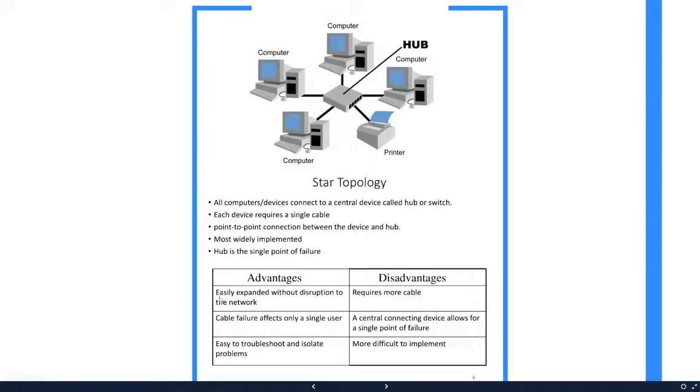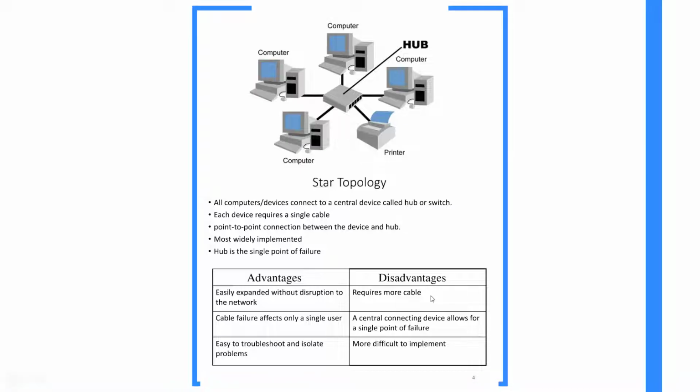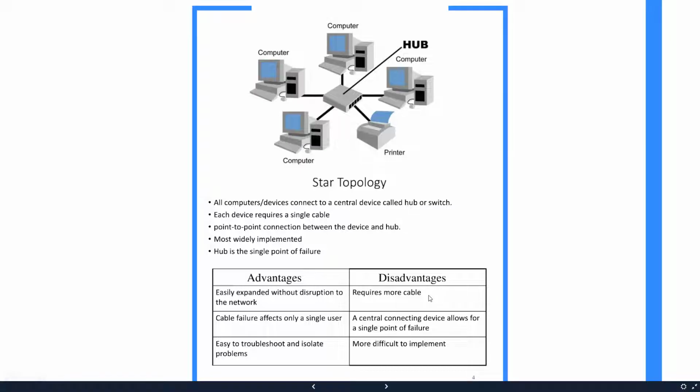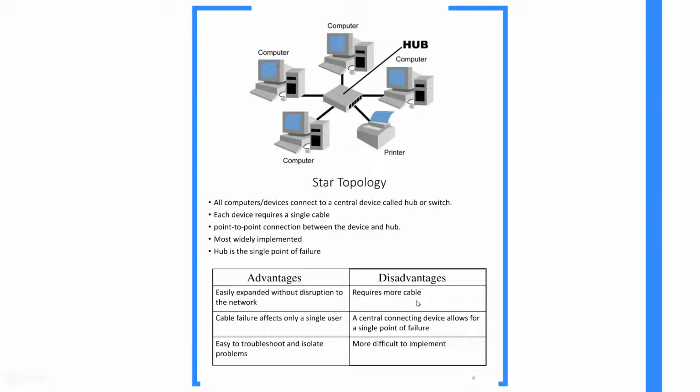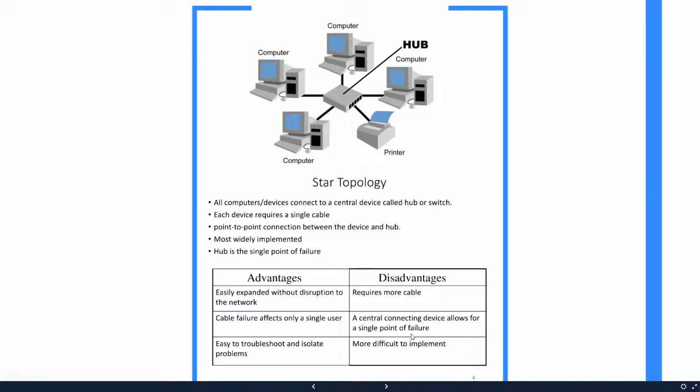Advantages: easily expanded without disruption to the network. Cable failure affects only the single user, and it's easy to troubleshoot and isolate. The disadvantages, on the other hand: it requires more cable, a central connecting device allows for a single point of failure, and it's more difficult to implement.